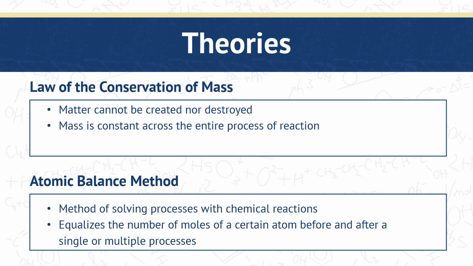Secondly, we have the atomic balance method. It is a method that is used to solve the process within the chemical reaction, specifically how much of a certain material turns into another material. And this is through the use of equating the moles of one element to another element within the same system, just in a different compound. For example, you will see this applied later within our solution, and we shall see it in just a moment.